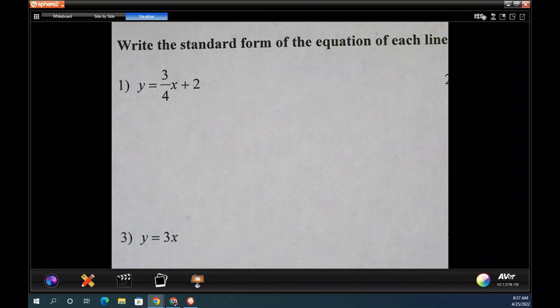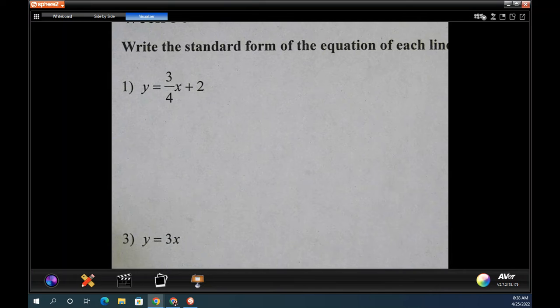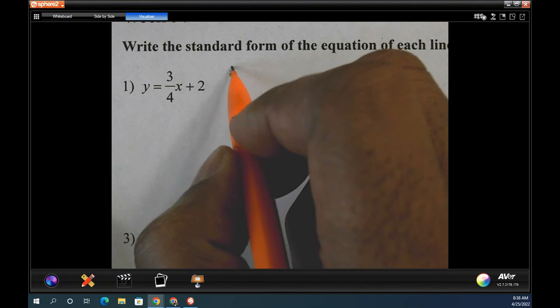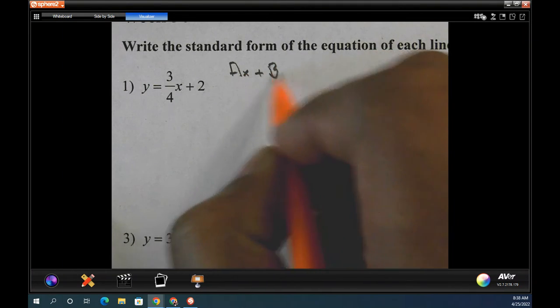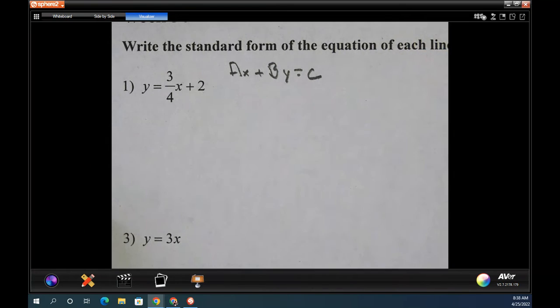It says write the standard form of the equation of each line. We need to do this, and I'm going to show you why in the problems below. Remember, standard form of a linear equation is ax plus by is equal to c.